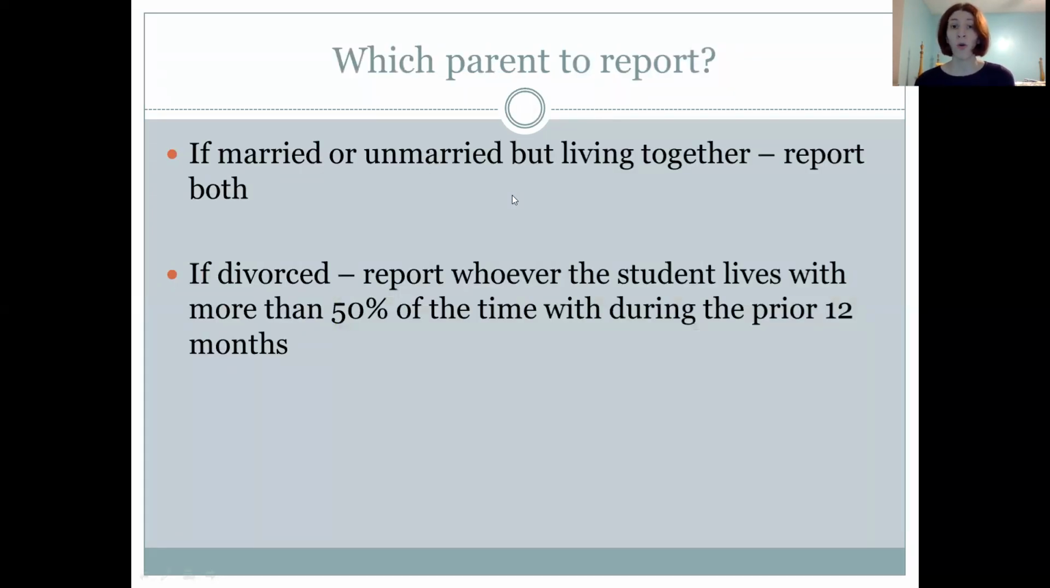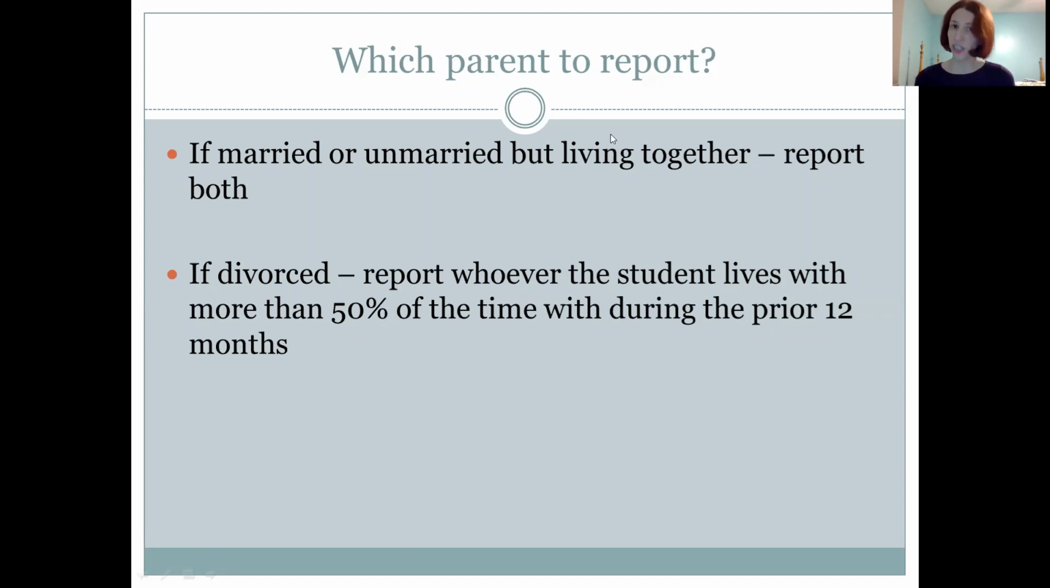So a question I get asked a lot is, okay, so my student is a dependent student. What do I report? Which parent information? If the parents are married, bio parents are married, or you're unmarried but you are living together, you would report both parents as being in the household and both of their income and asset information. If the parents are divorced, then you would report the parent the student lives with more than 50% of the time during the prior 12 months.